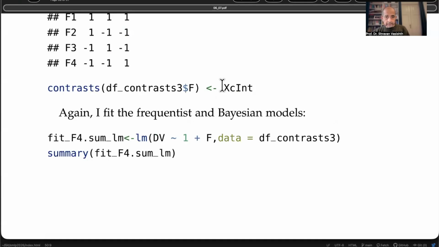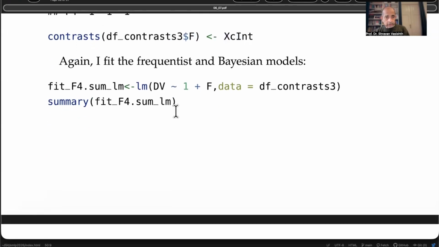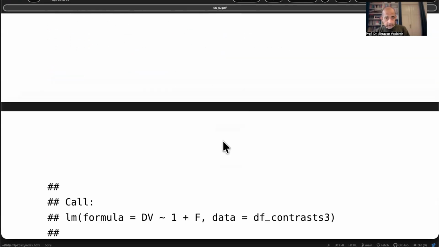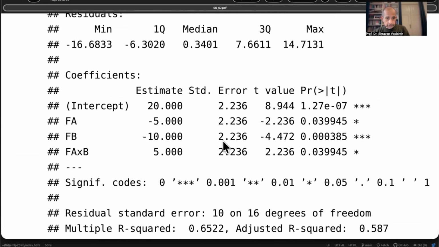So if you plug the inverted matrix, the contrast matrix, into the F column and run the linear model, what do we get as an output? We get the same comparisons that we got earlier. You can go and check that.